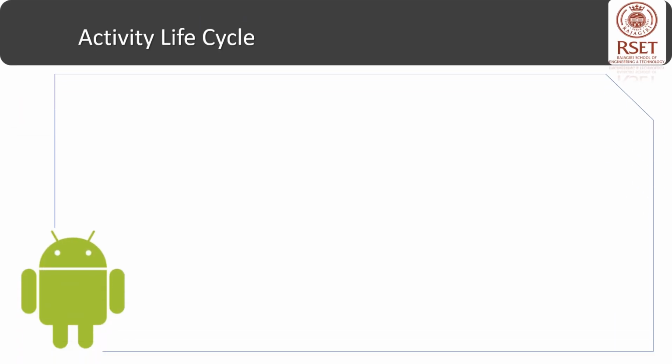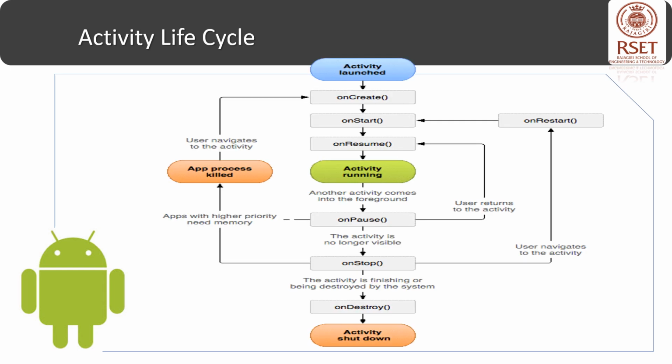Now let's discuss the activity lifecycle in Android. The activities in Android pass through a series of states during their lifetime. They make use of callback methods at different stages. This figure depicts the lifecycle of an activity in an Android application. There are 6 callback methods which are invoked during the lifecycle of an activity.